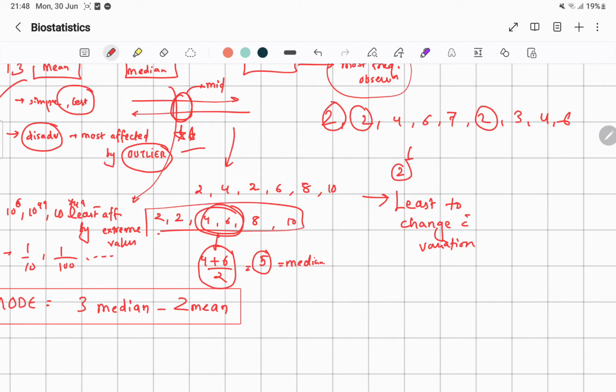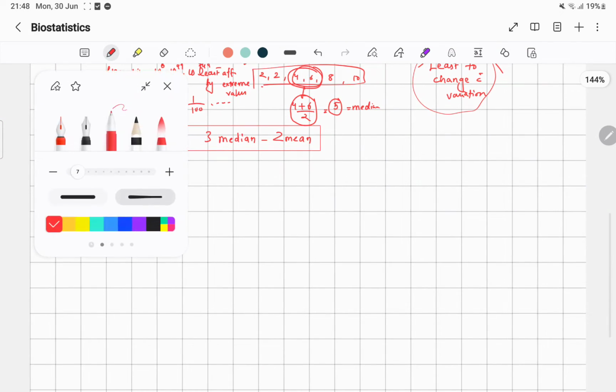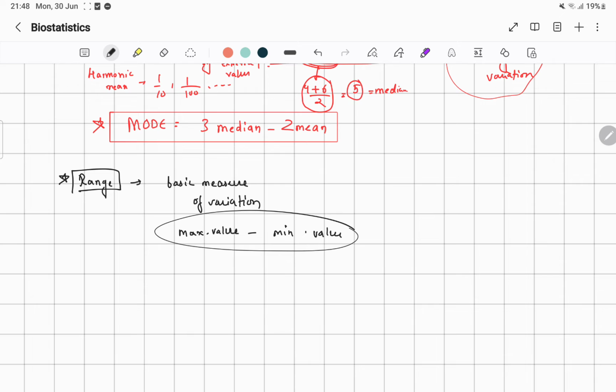Okay, let's talk about the measurement of variation. How to measure the variation? So we have something called range. What is a range? Range tells how big is the data. It is the basic measure of variation. Range is basically maximum value minus minimum value.